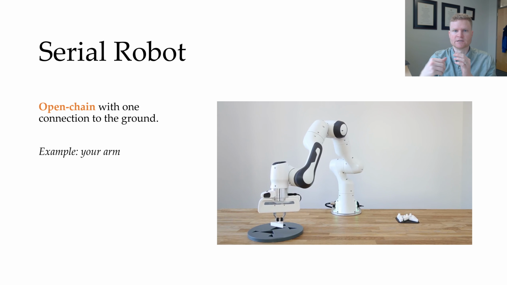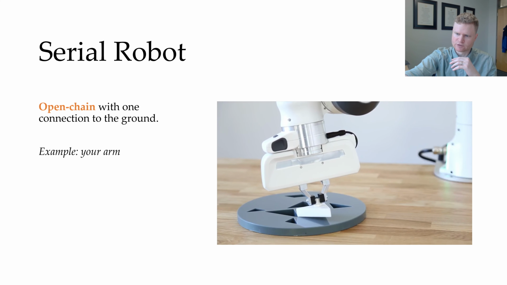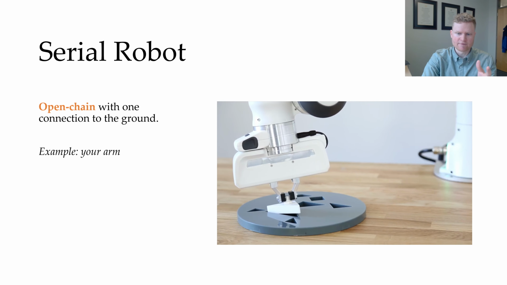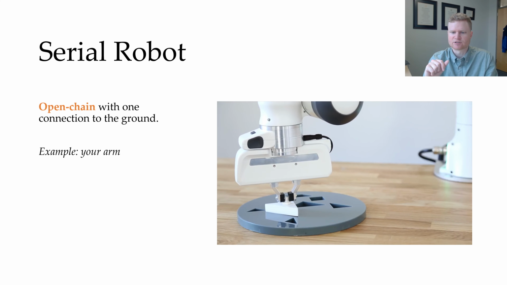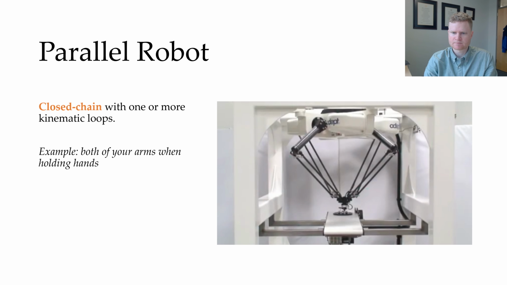Right? And then you can see another serial robot on the screen in front of you. This is a Franka robot. It's got this connection to the ground. It's got all the different links connected by joints. And then it's got its end effector, which here is very precisely positioning this block to insert it into this mount. So this would be an example of a serial robot.